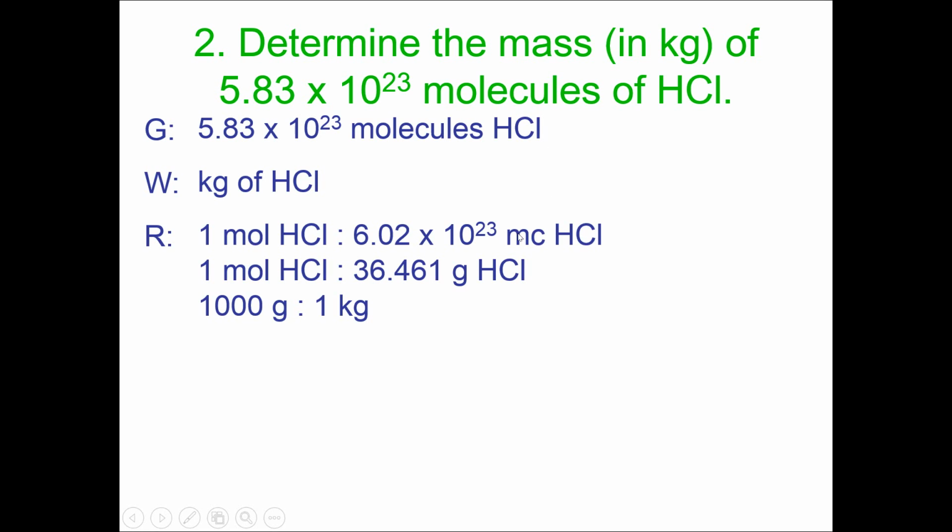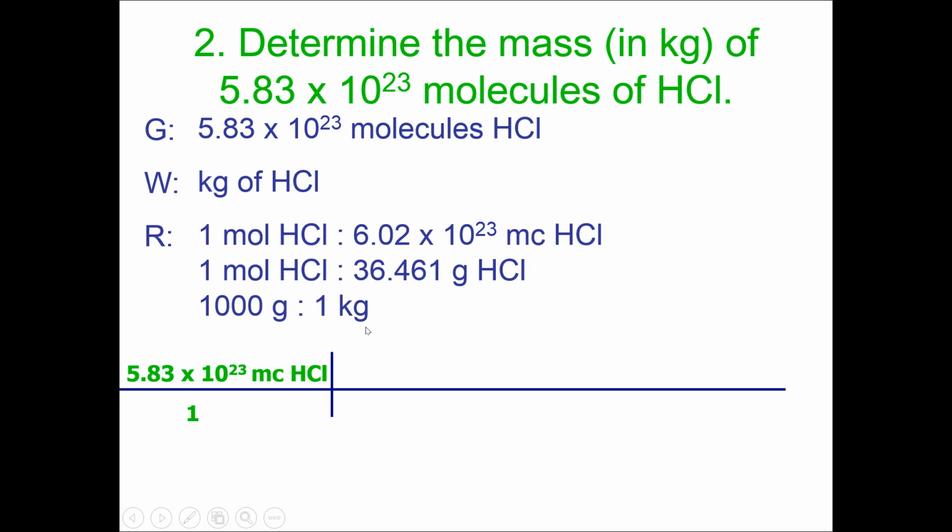So that's why we're using the term molecules. Next up, we want kilograms of HCl. So not only do we calculate the molar mass using the periodic table, because anytime we see mass, that's what we do, we also need this additional ratio of 1,000 grams equals 1 kilogram. Now we can start the problem.